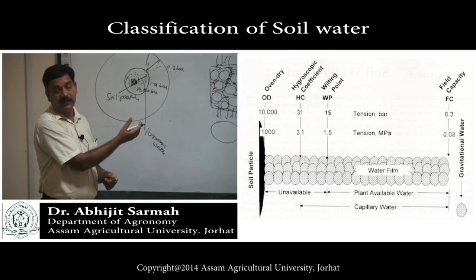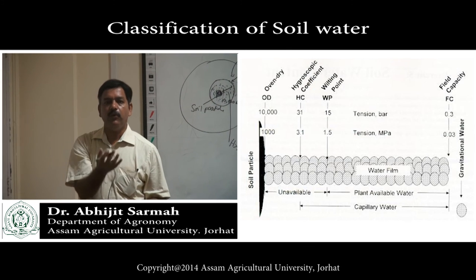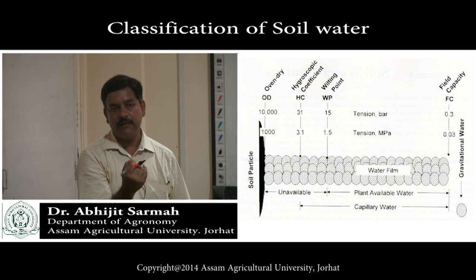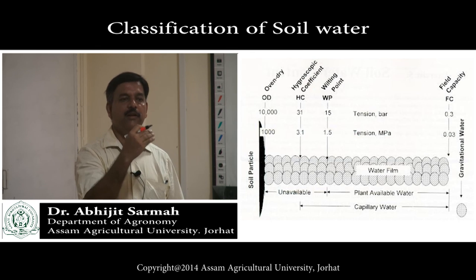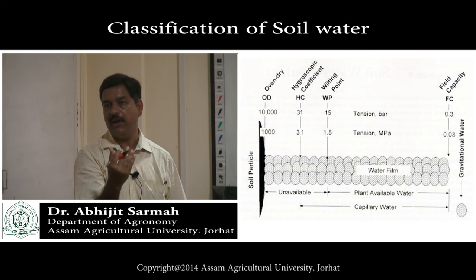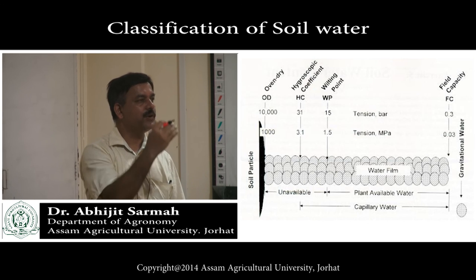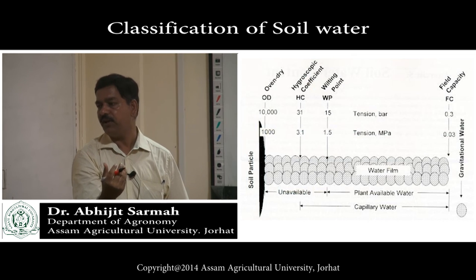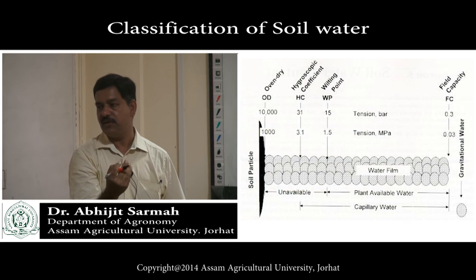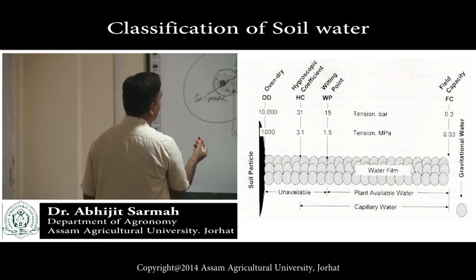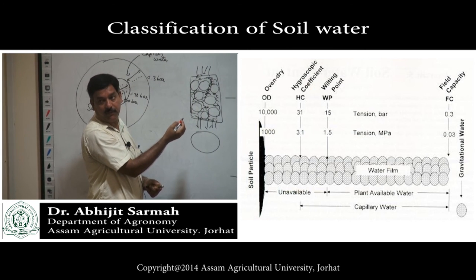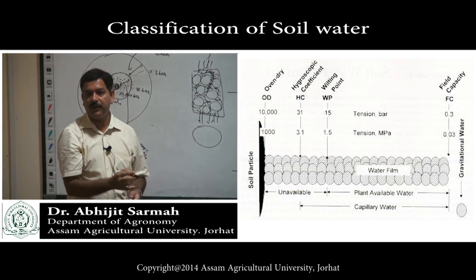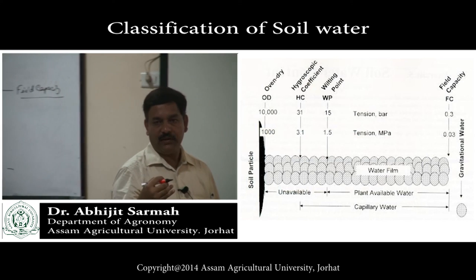Now, the question is, will the soil retain water at field capacity at all times? Definitely no. The water content will again be reduced. Why? Because a part of the water will evaporate, and if plants are grown, the plants will take water. So due to evapotranspiration, water will again come down. The water present in these capillary tubes will be used by the plants grown on it.